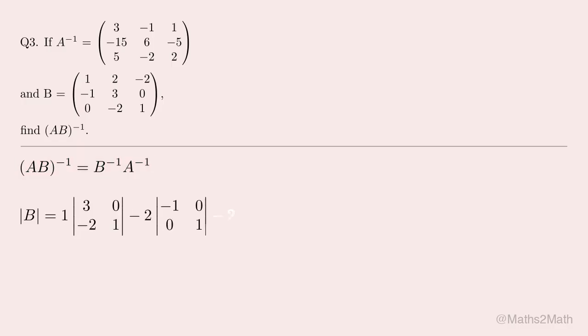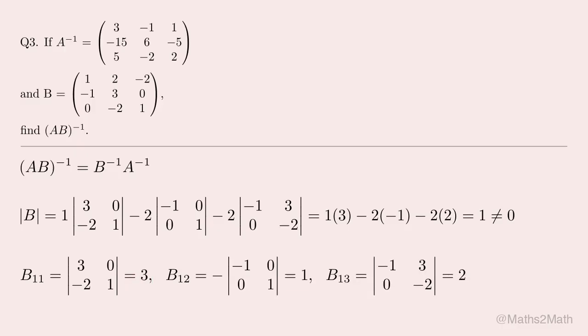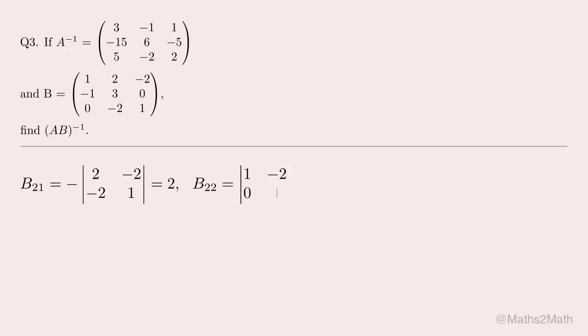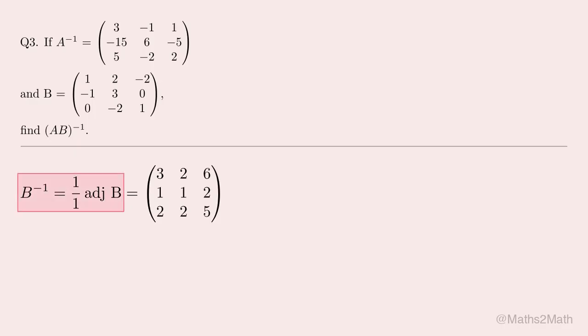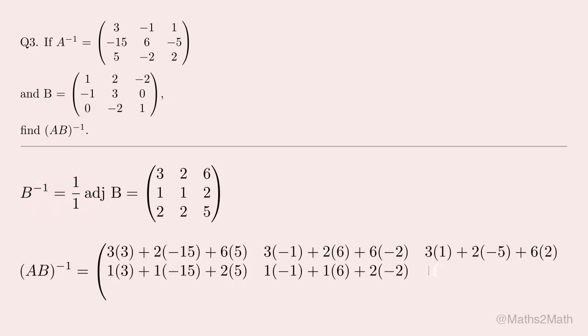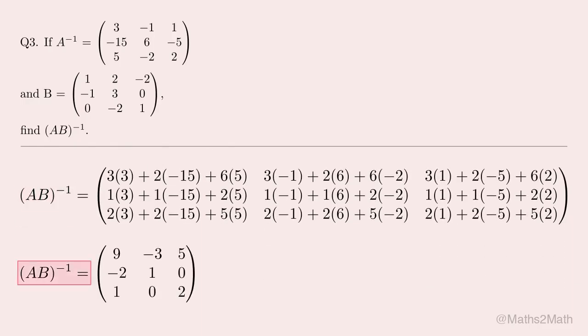The determinant of B, expanded along the first row, 3 plus 2 minus 4 gives 1. Cofactors of row 1 of B. Cofactors of row 2 of B. Cofactors of row 3 of B. Since the determinant is 1, B inverse is simply the adjoint, the transposed cofactor matrix. Finally multiply B inverse by A inverse, every entry as a row times column sum. The sums give the answer.